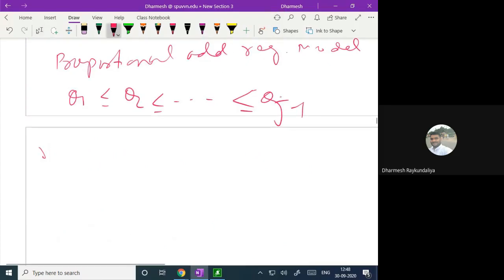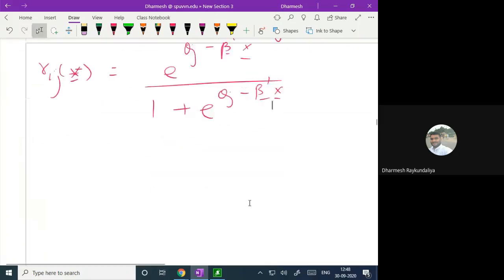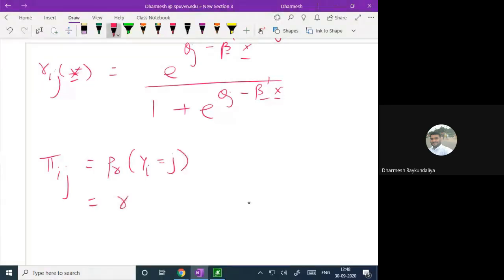So if I wish to find the cumulative probability gamma ij, it is nothing but e raised to theta j minus beta dash x upon 1 plus e raised to theta j minus beta dash x. And if I am interested in the probability that the ith response falls into the jth category, then I know this cumulative probability at j, and I know the cumulative probability at j minus 1. Just take the difference and you will get this.